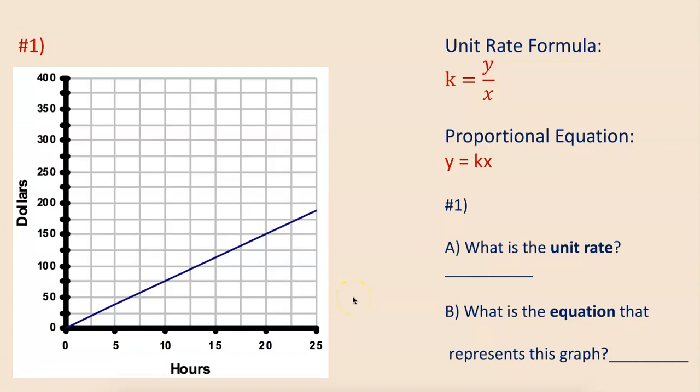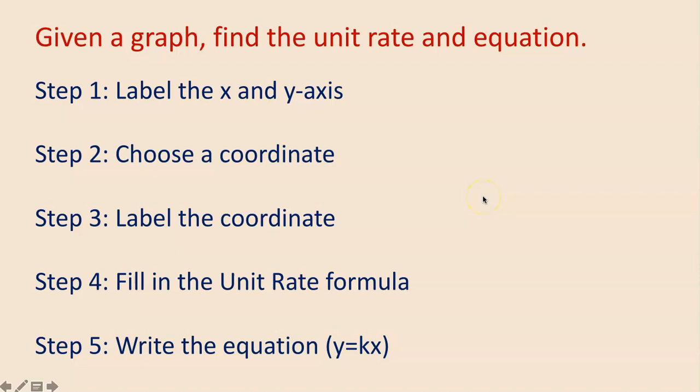We are working again today on looking at a graph and being able to figure out the unit rate and the equation that represents this graph line. Before we begin, what I'd like for us to do is just go over the steps that it takes to find the unit rate and the equation. When you take your EOG, you're going to have this memorized, the steps. So I'm hoping that looking at these clear steps and completing them over and over again, you'll have it memorized.